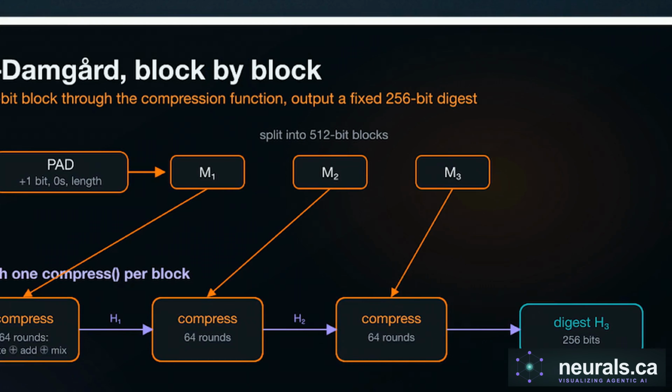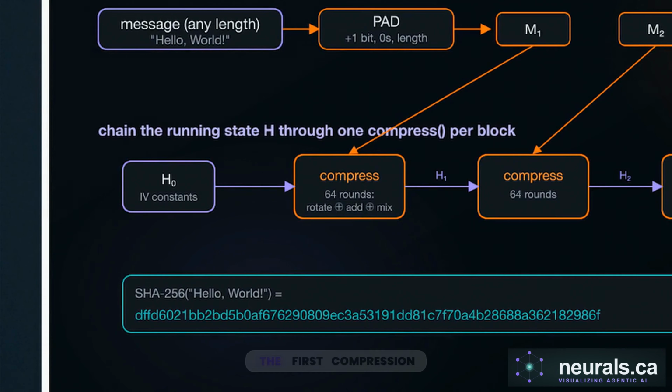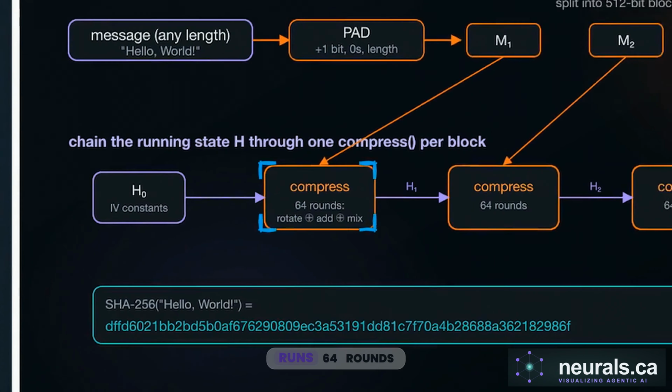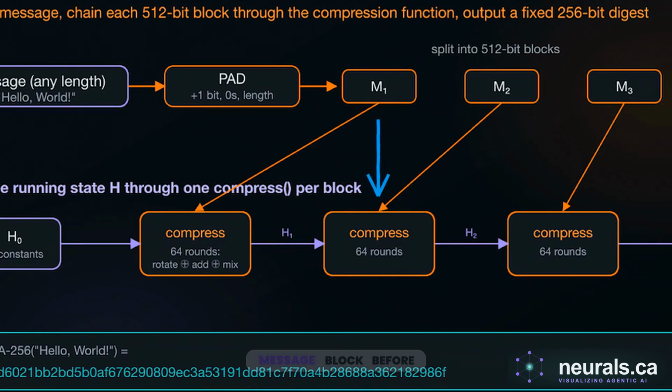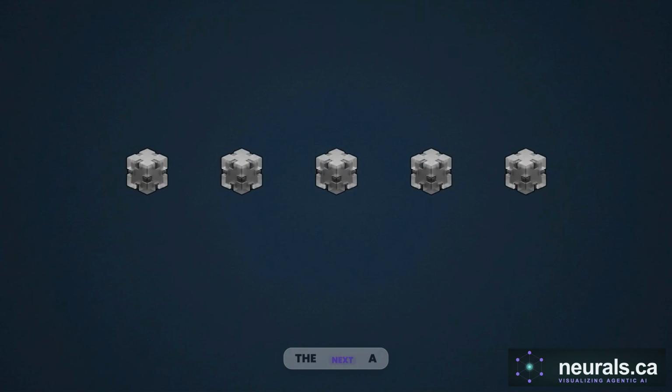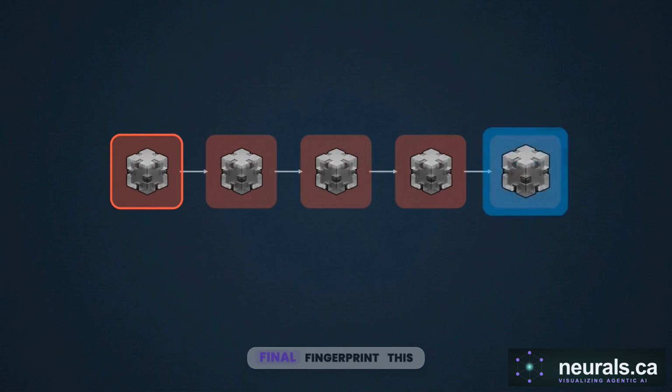The process begins with a running state called H0. It uses fixed constants derived from prime numbers, which feed into the first compression round. For each block, the algorithm runs 64 rounds of additions, XORs, and rotations. This process thoroughly mixes the running state with the current message block before moving to the next. Because every block chains into the next, a single byte change at the beginning cascades through every round, resulting in a completely different final fingerprint.